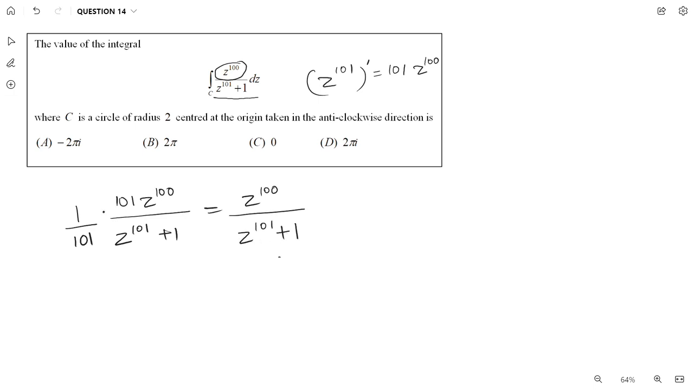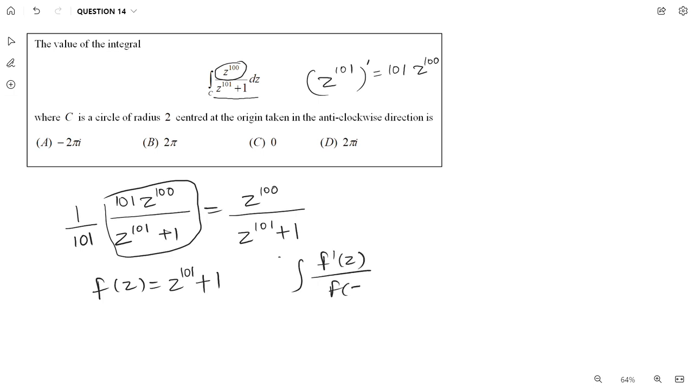So if we assume f of z equal to z power 101 plus 1, then in the numerator we have f dash of z. So we have to find the integration of f dash of z upon f of z dz over this given C, where C is the circle of radius 2 centered at the origin. Right, and then we will divide this by 101.